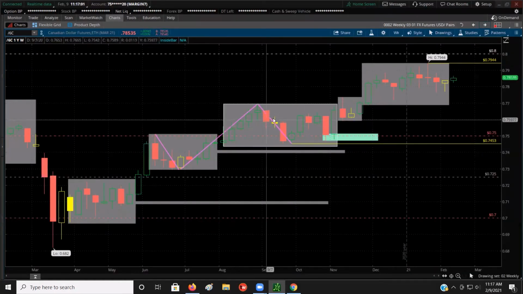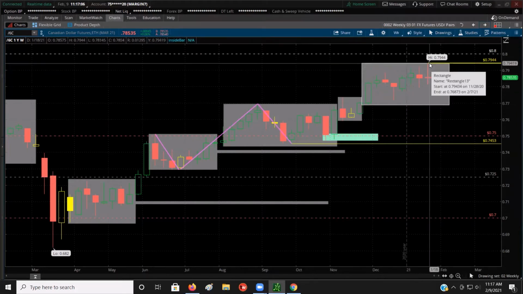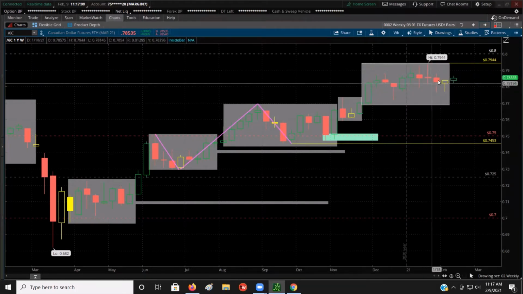Canadian dollar against the US dollar, gaining strength against the US dollar. So here's the high for the year. We're not there yet, this yellow horizontal line, but strength and momentum still to the upside.